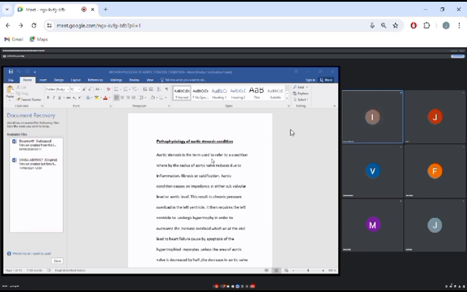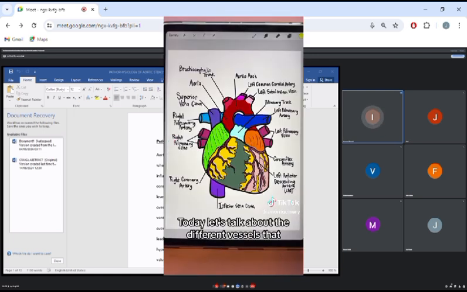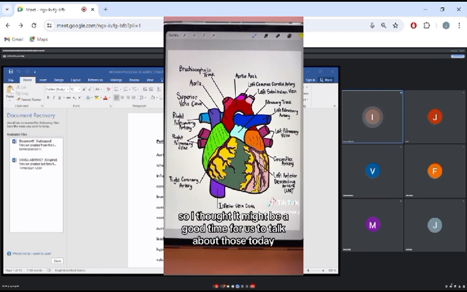So before we dig much into the topic, I want us to understand the structure of the heart. So we are going to talk about different vessels. So today let's talk about the different vessels that come out of the heart. Sometimes those can be confusing for students, and so I thought it might be a good time for us to talk about those today. The major vessels that leave your heart are gonna be arteries.